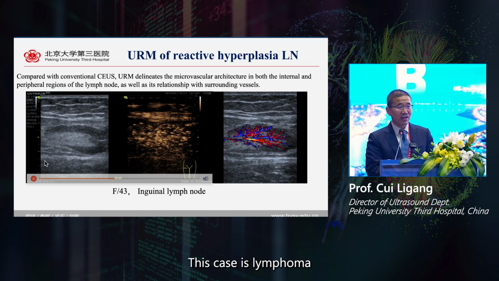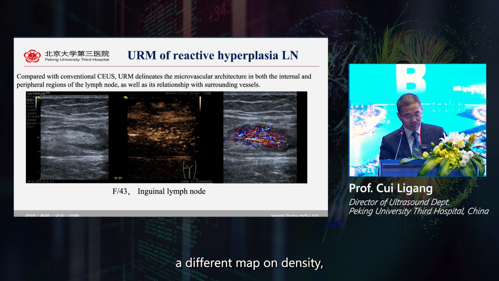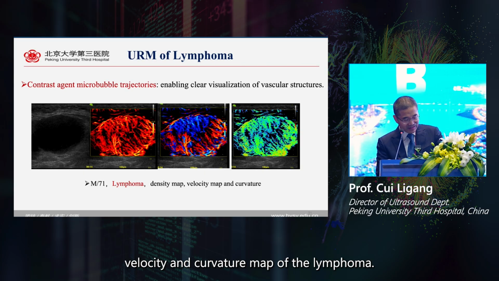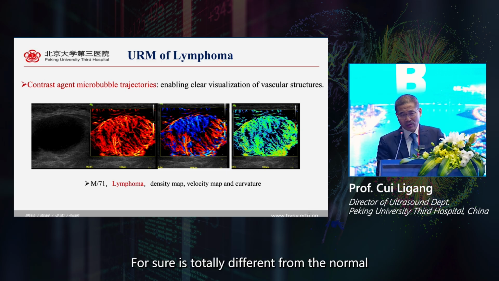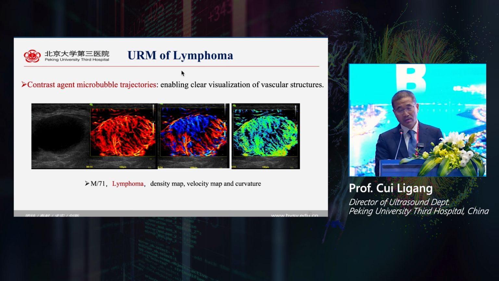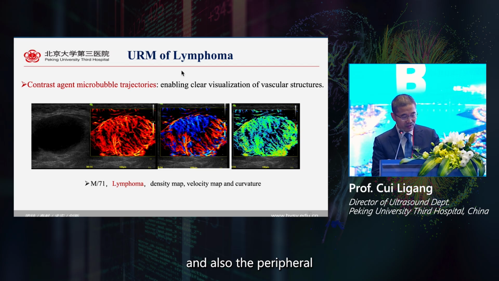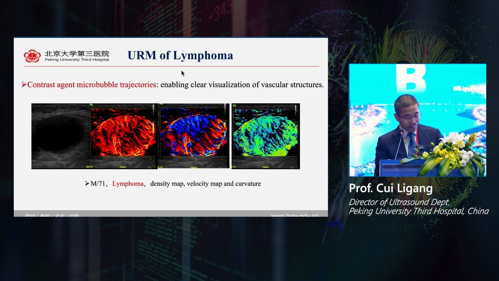This case is lymphoma, at different maps: density, velocity, and curvature map of the lymphoma. For sure, it's totally different from the normal or even reactive hyperplasia lymph node. You cannot find where the hilum is, and also the peripheral vessels around the lymph node.